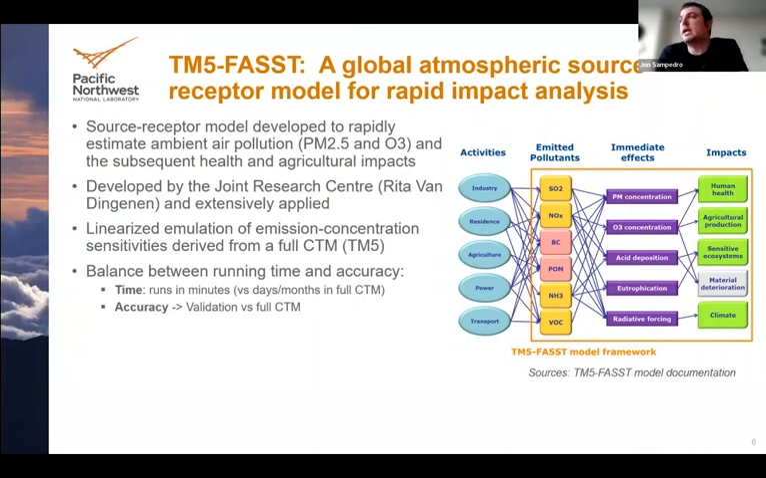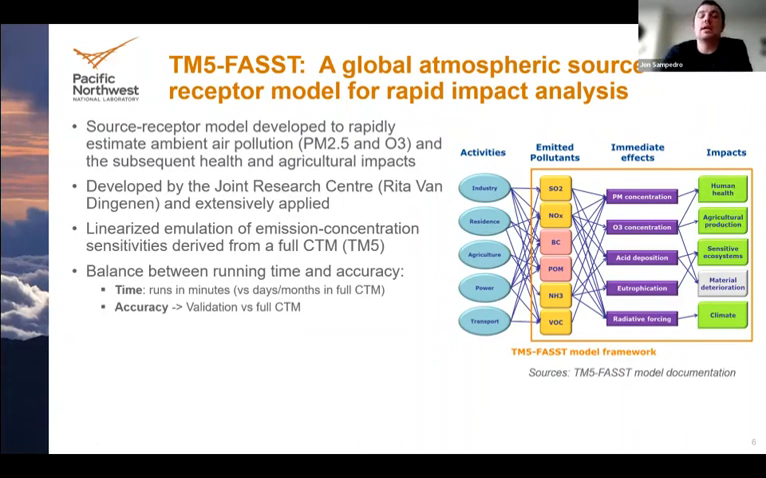From the TM5FAST model documentation, you can see a scheme of how this model works. The model reads in different pollutant emissions that can be produced by an integrated assessment model or by emission inventories, and then estimates the PM2.5 and ozone concentration levels and the subsequent impacts. The rationale behind these emulators is to try to find a balance between running time and accuracy. In terms of time, running such an emulator can take minutes versus days or even months, depending on the analysis you want to do with a full chemical transport model.